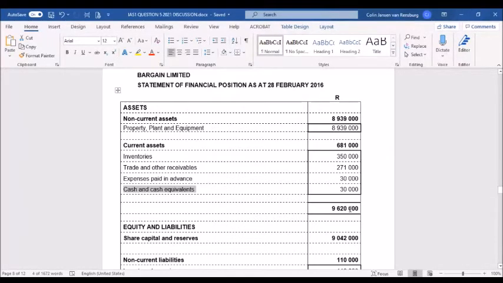So you'll draw an outline there, and then you'll add up all your individual figures under your current assets, and you indicate the total of your current assets next to the subheading called current assets. And then lastly, you add up your total non-current assets plus your current assets. That gives you the total assets for this company as at the 28th of February 2016. So that is our asset section.